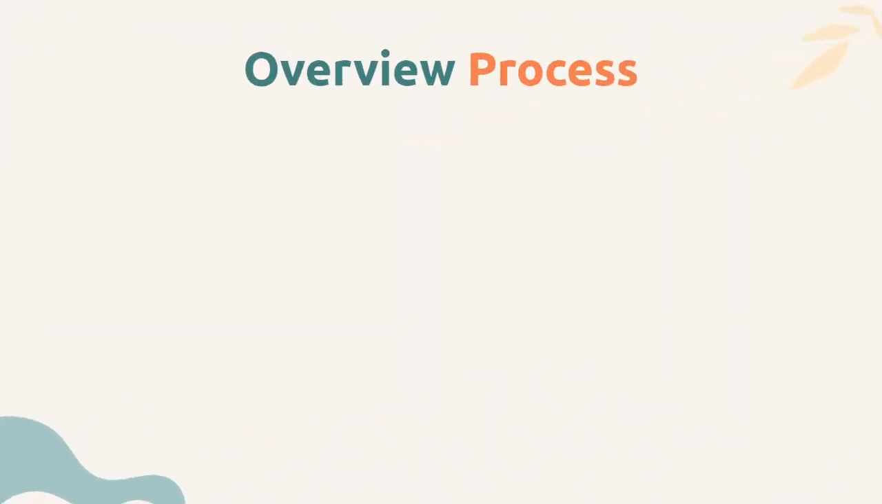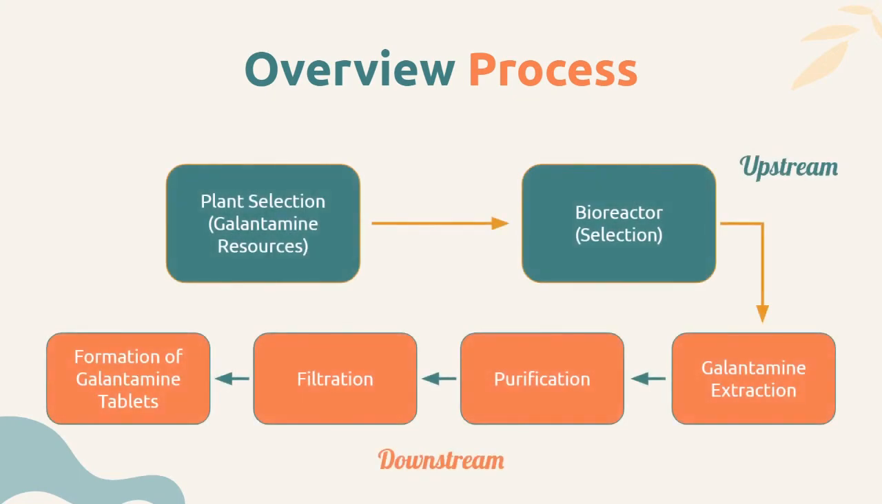This is an overview of the entire process that consists of galantamine source selection and bioreactor selection as the upstream processes, continued with galantamine extraction, purification, filtration, and formation of the tablets as the downstream processes.